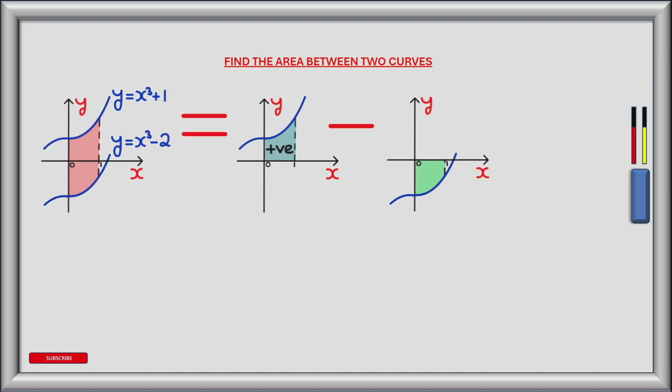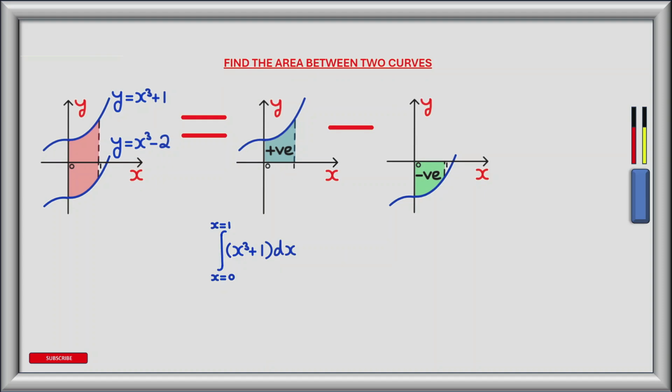The area of the blue shaded region is a positive value, as the area is above the x-axis, and the area of the green shaded region is a negative value, as the area is below the x-axis. So subtracting the green shaded region from the blue shaded region effectively adds the two areas together, as two negatives make a positive.